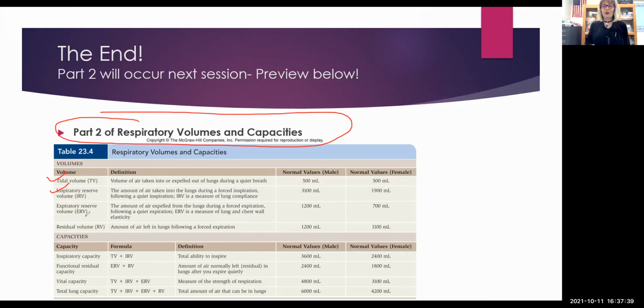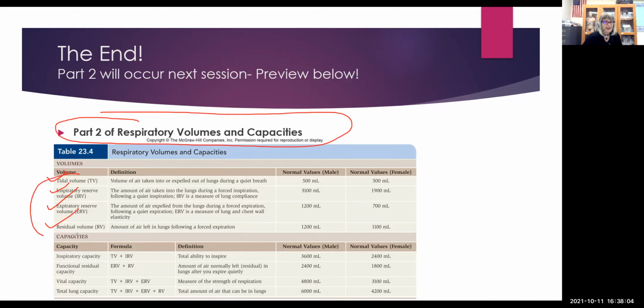Now, expiratory reserve volume is inhale, exhale, and now you're exhaling more than what you normally exhale out. So kind of like when you're lifting weights and you're taking that deep grunt, right? And then residual volume means that you still have some air in your lungs even after your normal tidal volume, or even after you do your inspiratory and expiratory reserve volume.